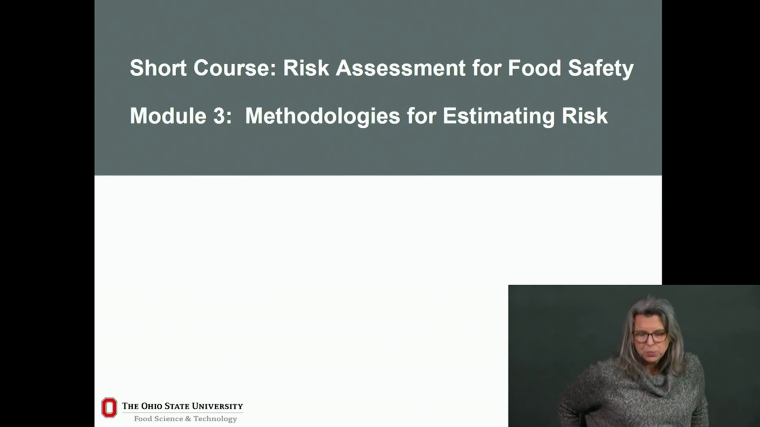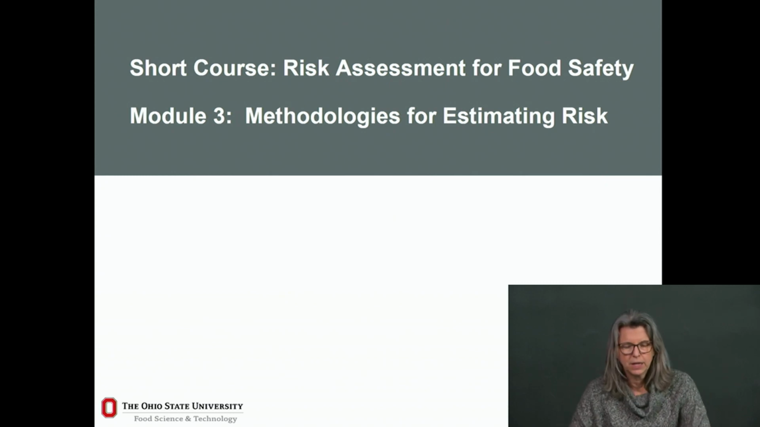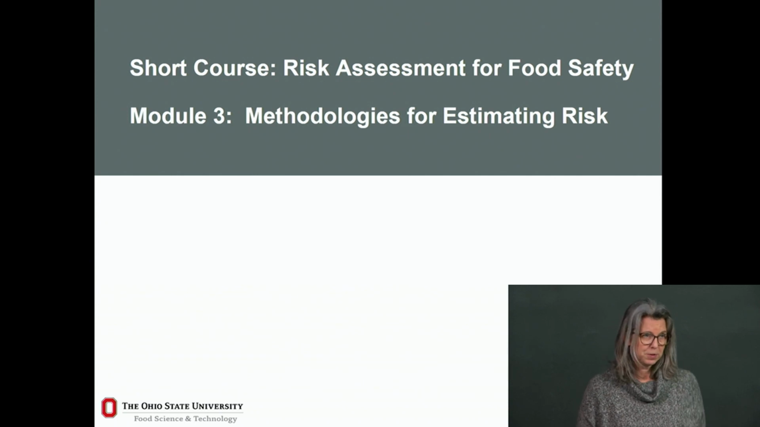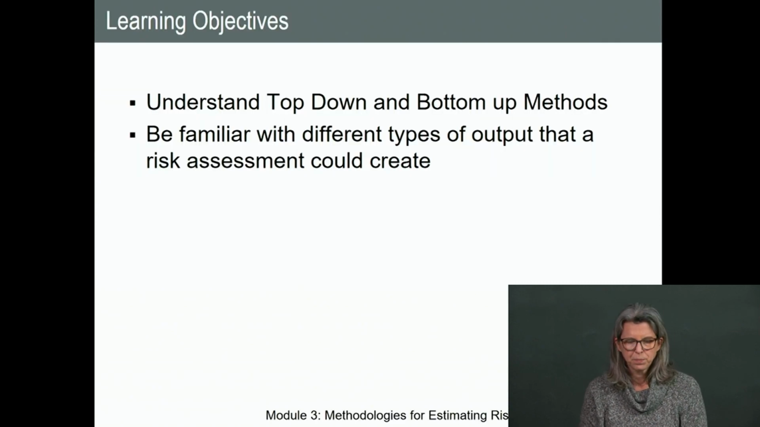All right, welcome to Module 3 in our short course on risk assessment for food safety. So Module 3 is going to introduce you to some of the methodologies for estimating risk. Our learning objectives for this module are to understand top-down and bottom-up methods. I'll talk about what those mean. And then also to be somewhat familiar with the types of output that a risk assessment could create.